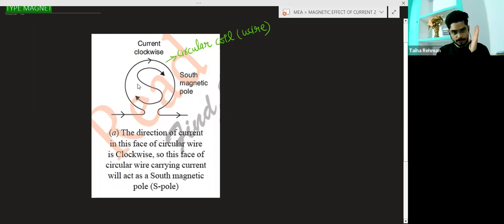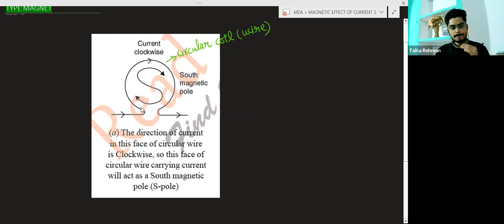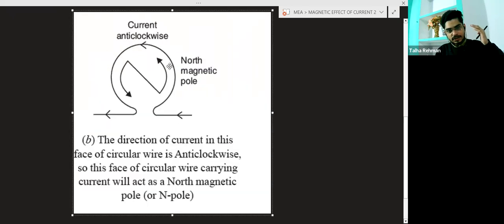Now see, you are watching this face, and see the direction of the current. If the direction of the current is clockwise, the face that you are watching will behave as a south pole, and the face which is behind will behave as a north pole. So this face of the current carrying wire will act as a south magnetic pole. If the current is anti-clockwise, it will behave as a north pole, and the face opposite to it will behave as a south pole.